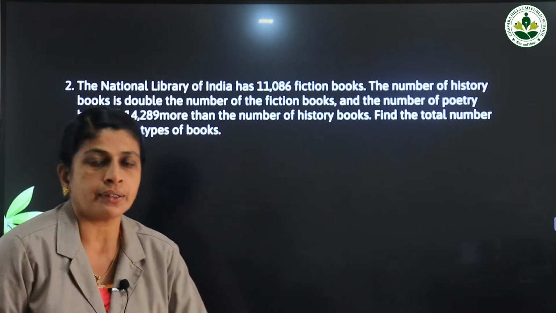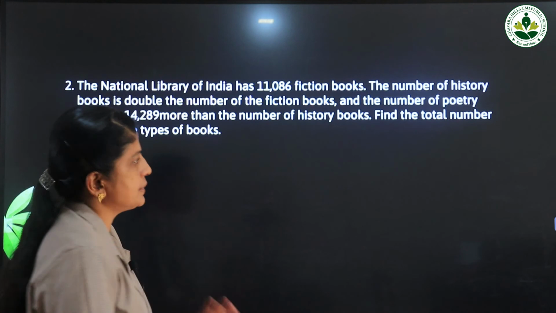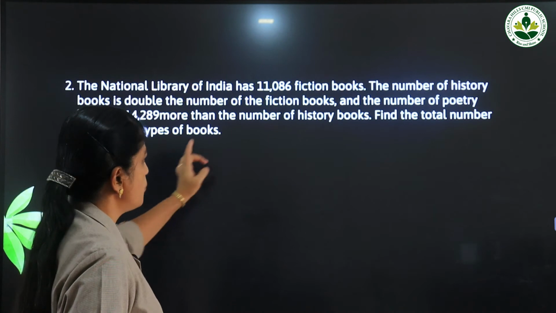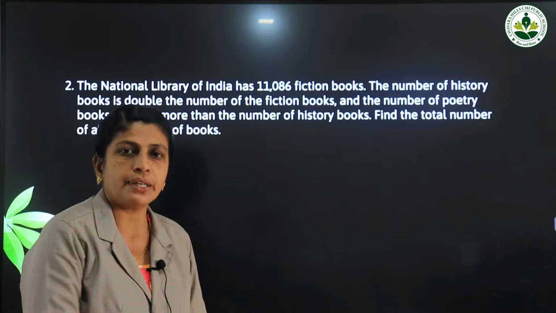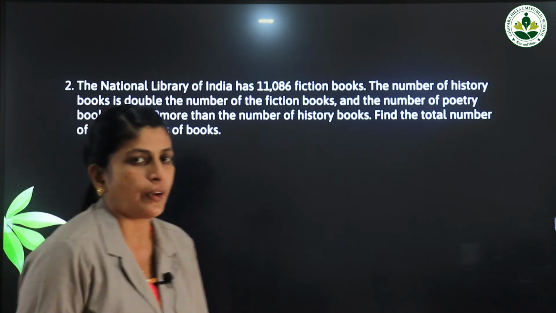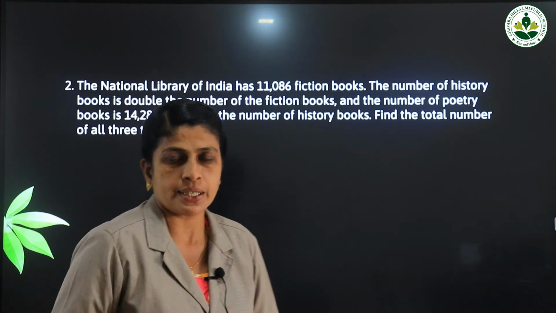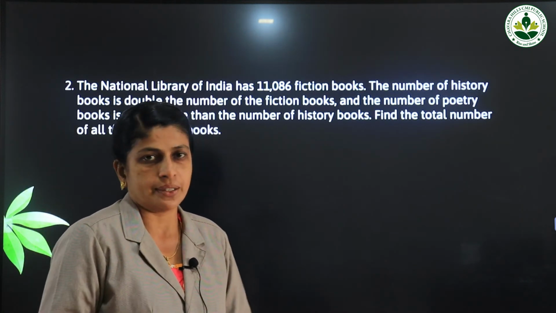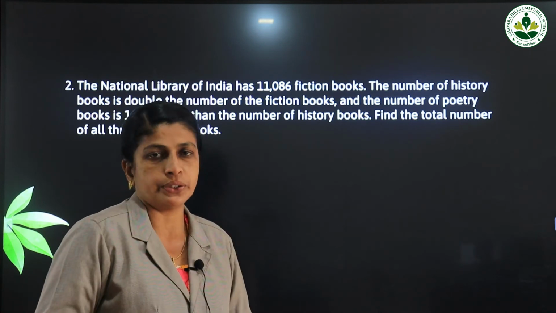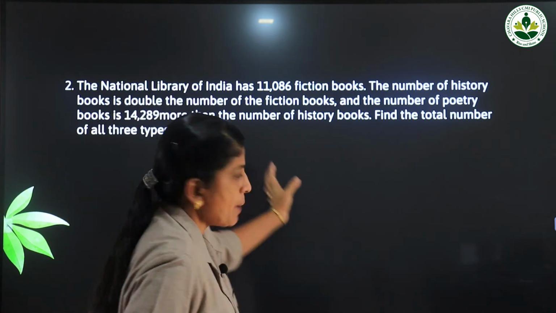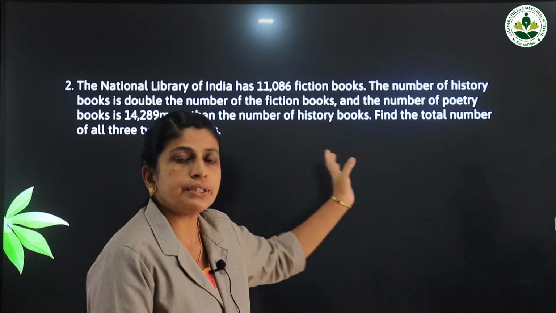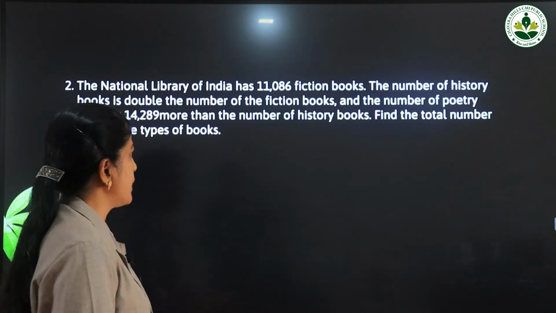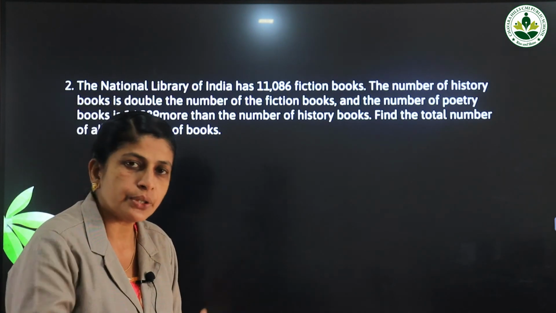In a library, there are three types of books, isn't it? What are the things given? The library has three types of books: history books, fiction books and poetry books. And their numbers are also given. We need to find out the total number of books in all the three categories. Therefore, find the sum of the number of all these books. Therefore, we need to write down how many fiction books, how many history books, how many poetry books there are.